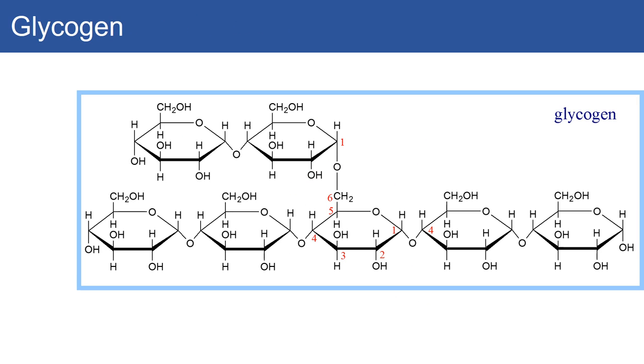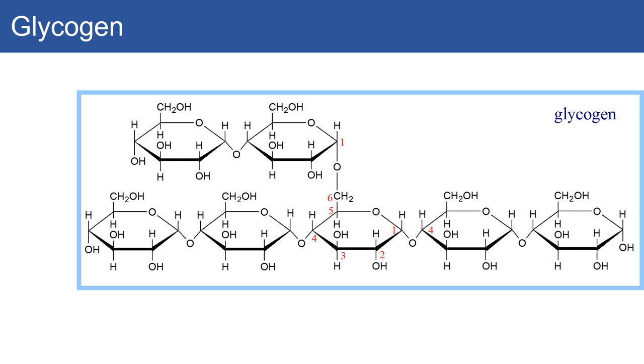So glycogen is a complex polymer of glucose. Glycogen usually has an alpha-1,4 glycosidic bond, but it also has an alpha-1,6. So it has branching points, and that's where we have enzymes that cleave those specific bonds. We have enzymes that break the alpha-1,4, and we have enzymes that break the alpha-1,6.